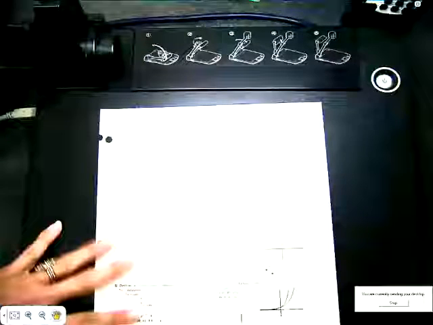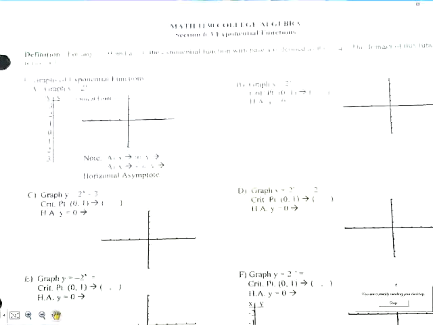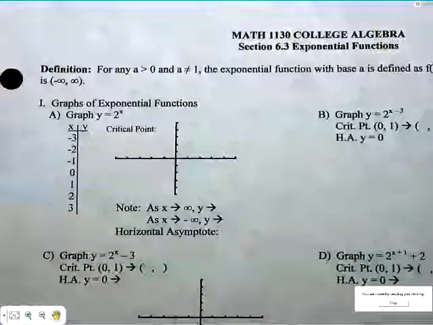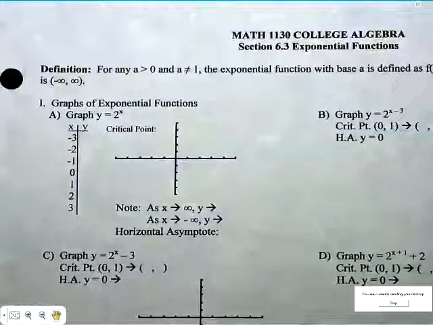All right, 6.3. Chapter 6 is exponential and logarithmic equations.